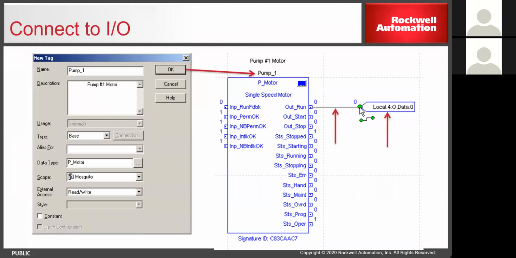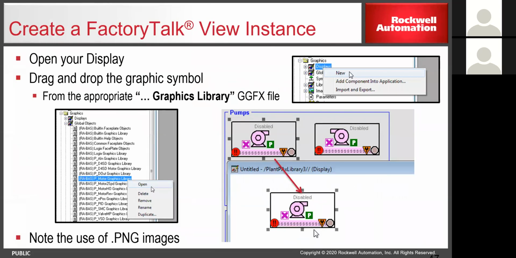Once you create the add-on instruction, you connect it to the IO, configure it however you want, do all of your interconnections, your inputs and outputs, map them however you want to use them, and then move on to the FactoryTalk View side.